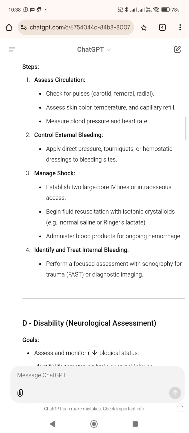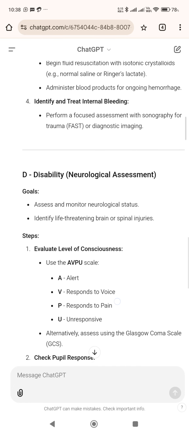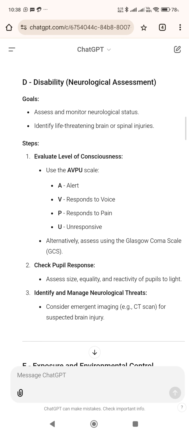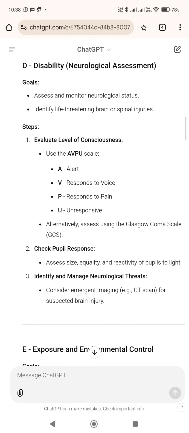D. Disability, neurological assessment. Goals: assess and monitor neurological status. Identify life-threatening brain or spinal injuries. Steps: 1. Evaluate level of consciousness. Use the AVPU scale. A. Alert. V. Responds to voice. P. Responds to pain. U. Unresponsive. Alternatively, assess using the Glasgow Coma Scale, GCS.